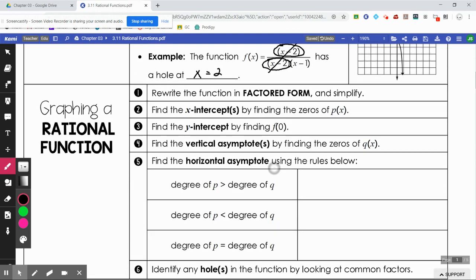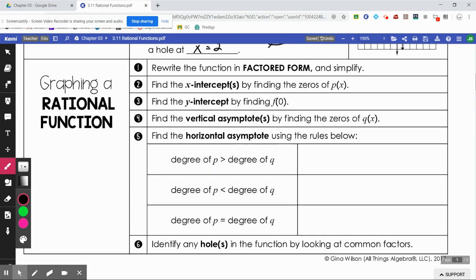Okay, graphing rational functions. Step number 1, we're going to rewrite the function in factored form and simplify. Step number 2, find the x-intercepts. Step number 3, find the y-intercepts. And we remember how to find x and y-intercepts: we plug in 0 for y, and we plug in 0 for x to find those two intercepts. Number 4, we're going to find our vertical asymptotes by finding the zeros of q of x. Number 5, we're going to find the horizontal asymptotes by using the rules below.